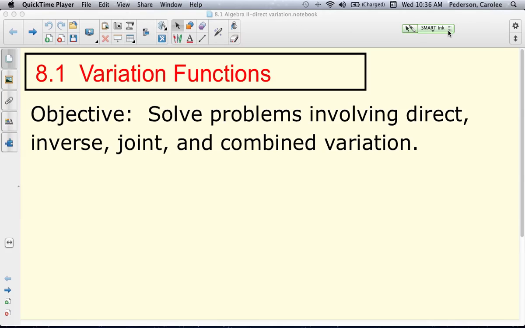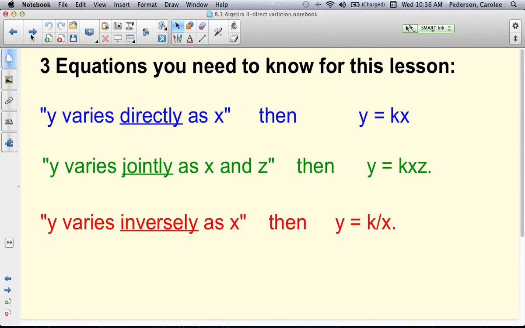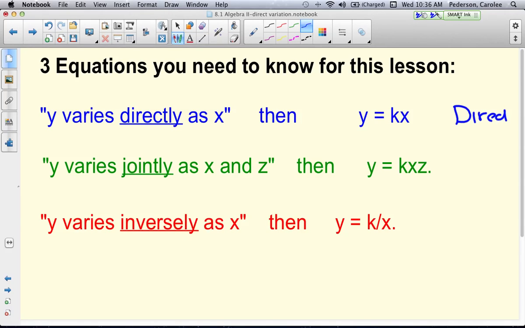On the next slide, there are some formulas that you do need to write down. They're very important. The first one is when you have an expression like y varies directly as x. Then you want to set up an equation. It's called a direct variation equation, and I did highlight the word direct. Let's write it again off to the side. You use the equation y equals kx, where k represents the constant, and then y and x are the two variables.